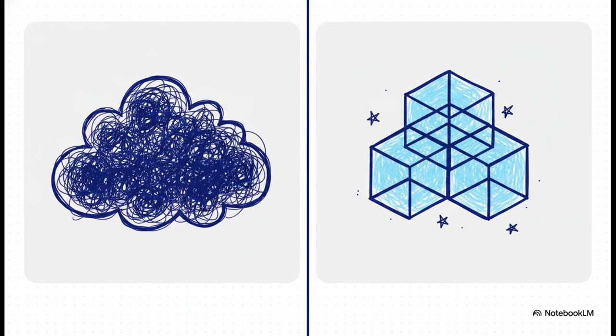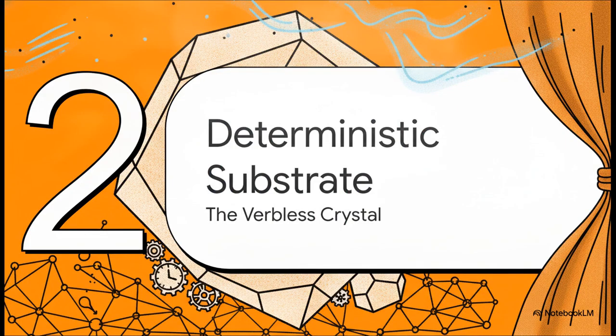Breakthrough alternative frameworks, like the finite observer theory, propose a radically different foundation. We're talking about a rigid, exact, deterministic substrate. A reality that is entirely verbless, with absolutely zero fuzziness. And that brings us to Section 2, the deterministic substrate. Let's peel back the curtain and see what this rock-solid reality actually looks like.